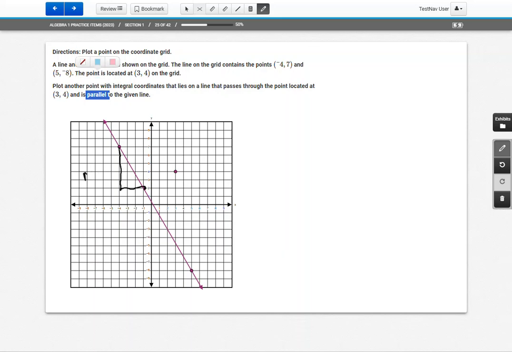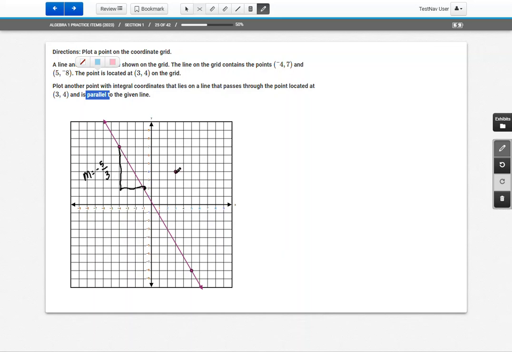So the slope for this one is negative 5 over 3. And notice I'm using the TestNav app, which is what you'll be using. Just use the pencil and count. So the slope is negative 5 over 3.